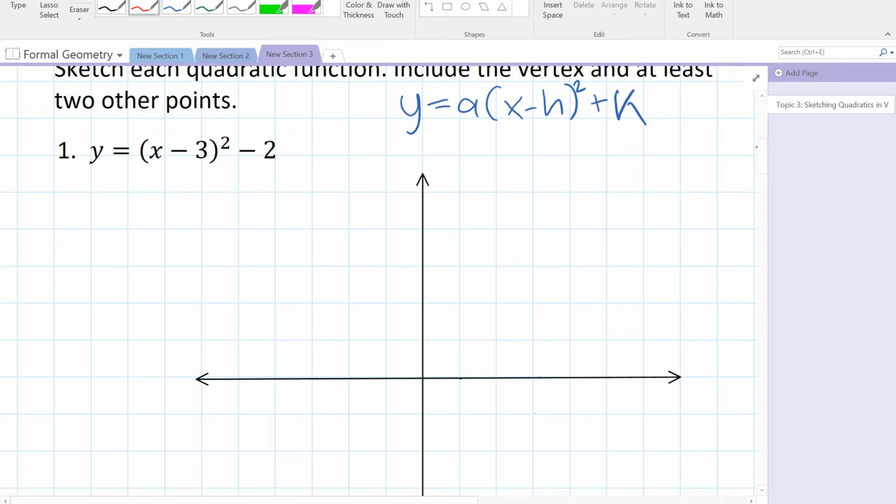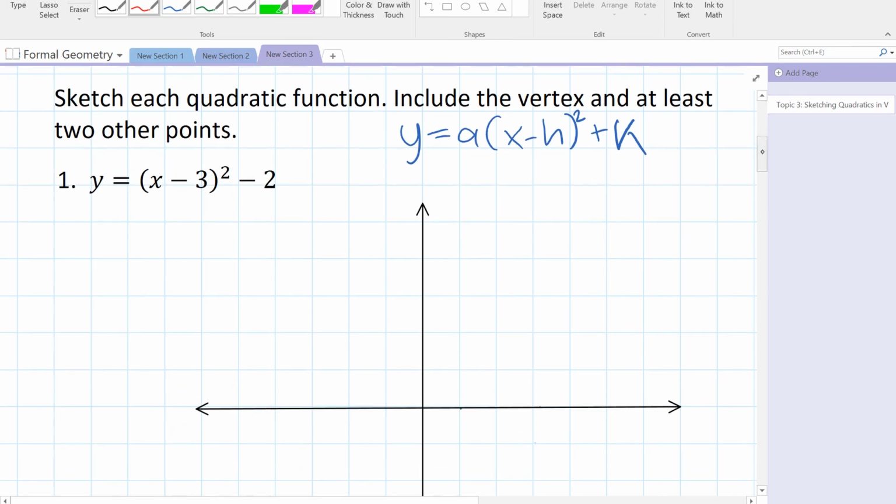Okay, so going to example 1. I have this equation right here. It says sketch each quadratic function, include the vertex and at least 2 other points. So I've got this equation, y equals (x minus 3) squared minus 2. The first thing I'm going to want to do is find my vertex. I'm just going to do a v for vertex.